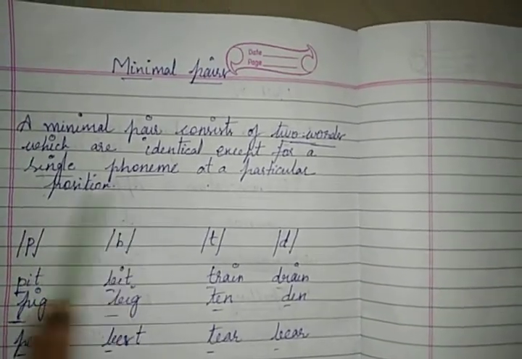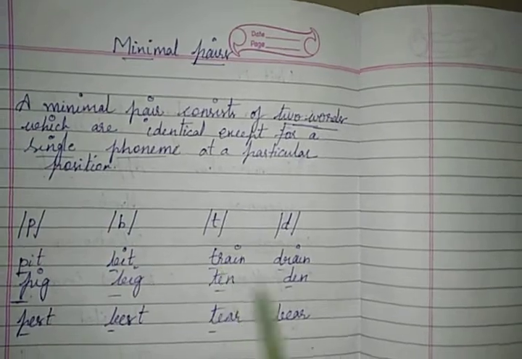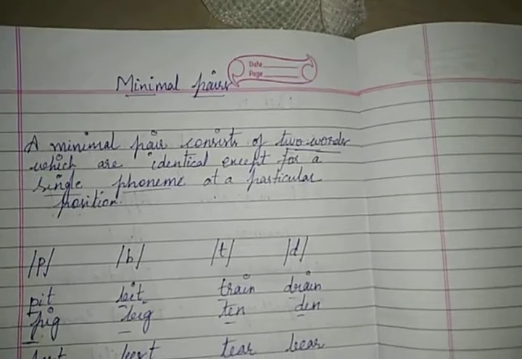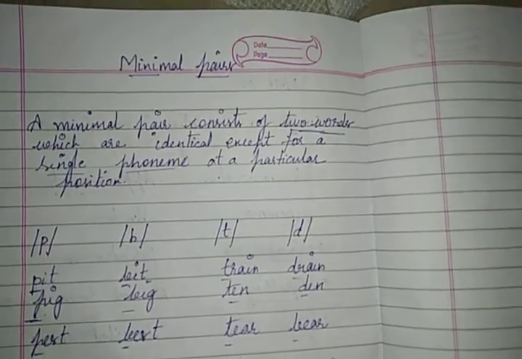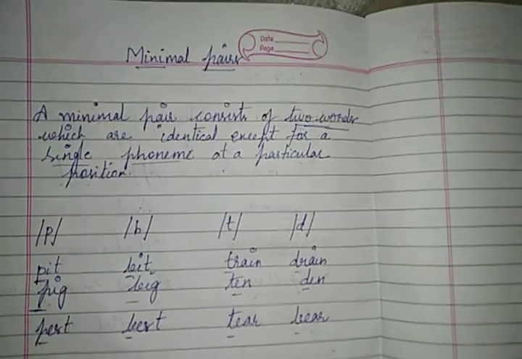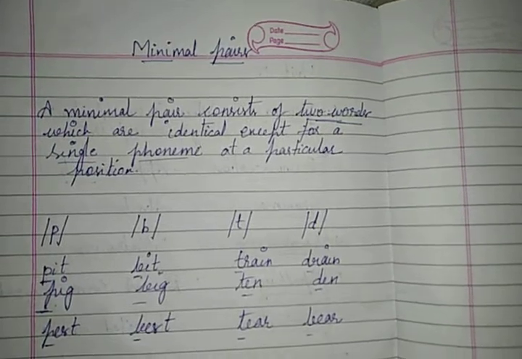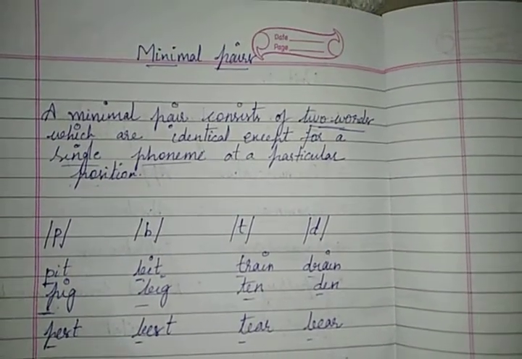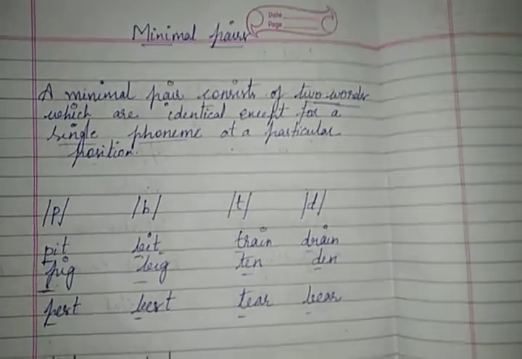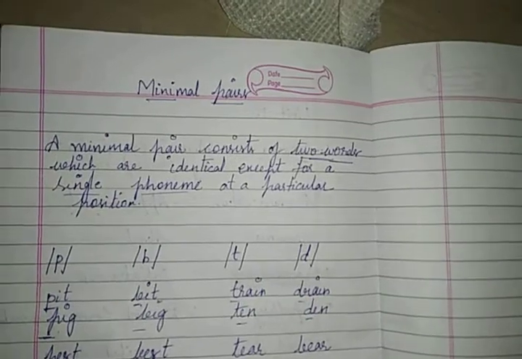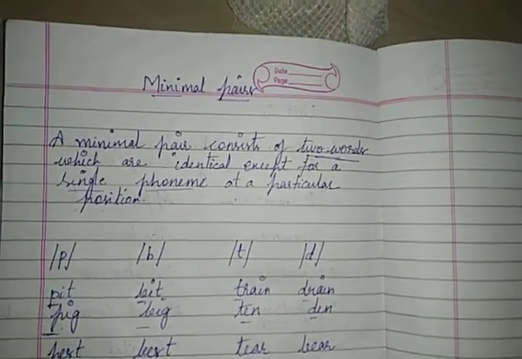What is that single phoneme? Where is that? In the starting position. We observed it in the starting positions. Cot, got, only at the initial positions. So, is it clear? Minimal pairs. Just observe the starting alphabets' pronunciations; only there is it going to be different. Train, drain. So, T, D. Ten, den. The remaining is the same. Is it okay? Just go through the examples, then it is very easy to understand.